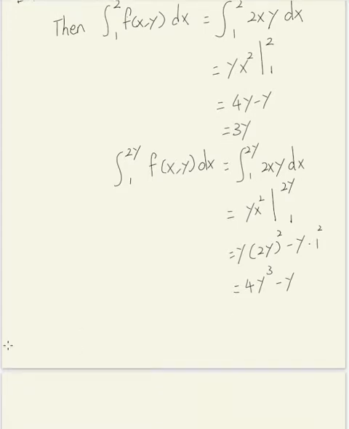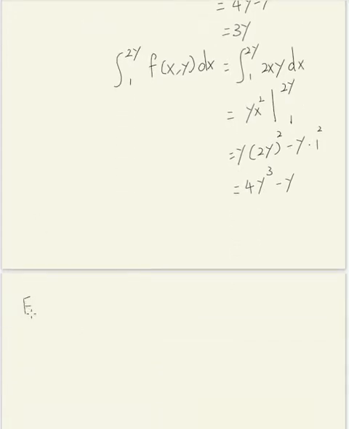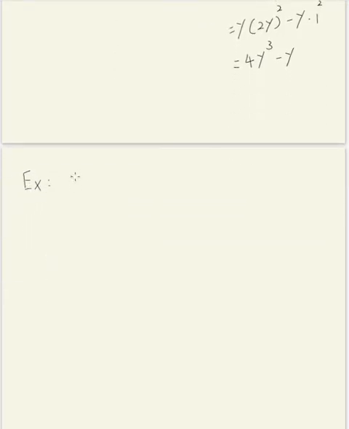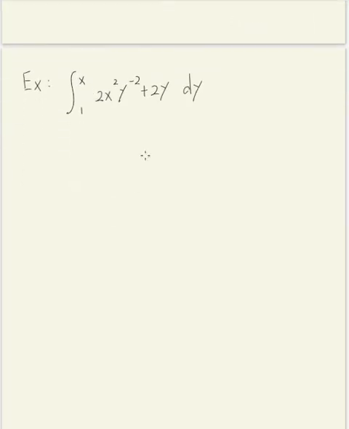Okay, let's see another example. This time, let's integrate with respect to y from 1 to x, and then 2x squared y to the minus 2, and then plus 2y dy. Once again, this is a function that depends on x and y. Since we're integrating with respect to y, it's perfectly fine for x to be in the boundary. All right, so let's take the antiderivative of this.